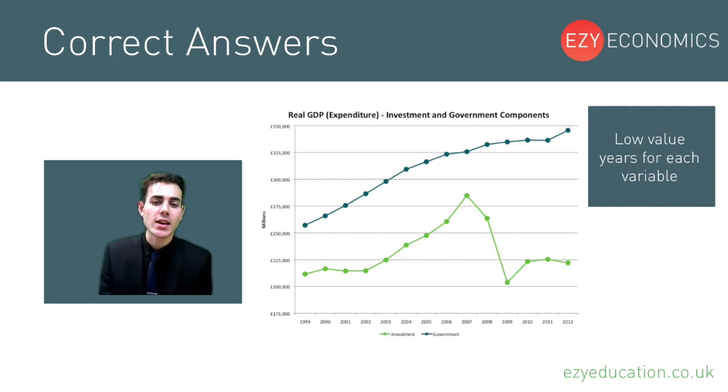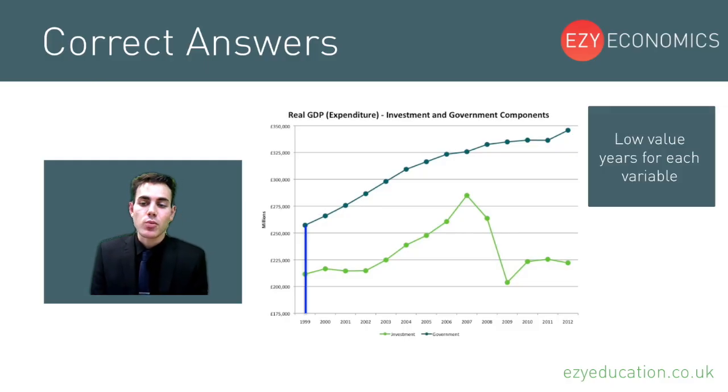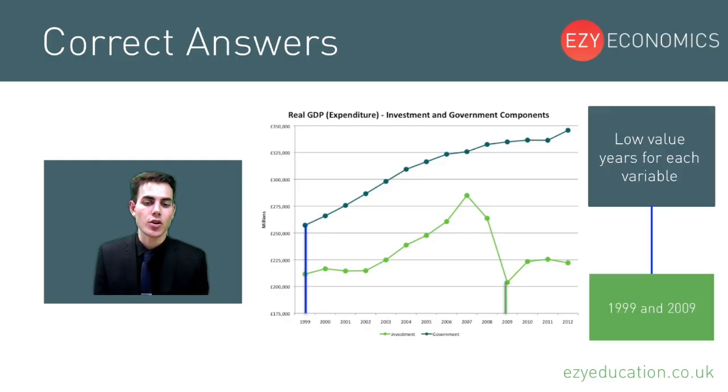And then the final statement was the low value years for each variable. Well, this is the point in which the data series for each component reached their lowest point. For government spending, this is the very starting value of 1999 because it's been on that sustained increase throughout the whole period. But for investment, this occurs at 2009. So the correct match is 1999 and 2009.